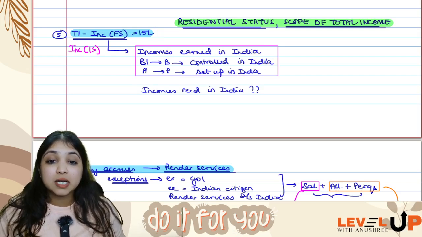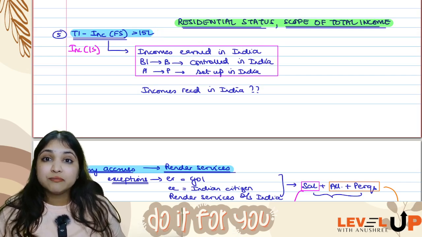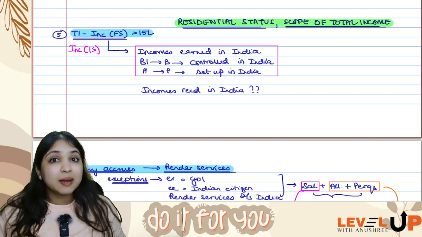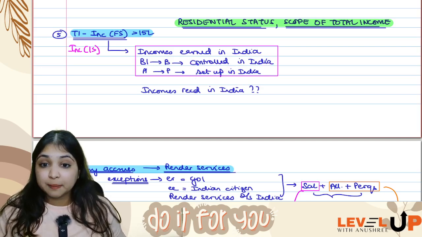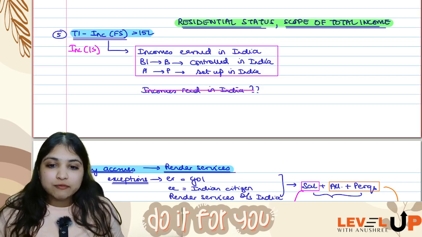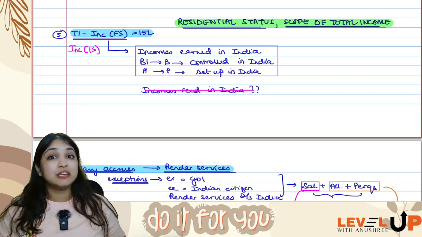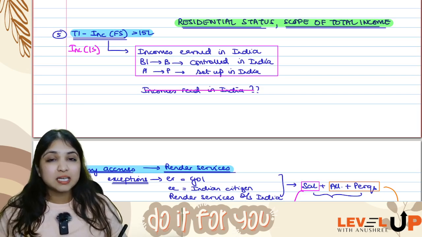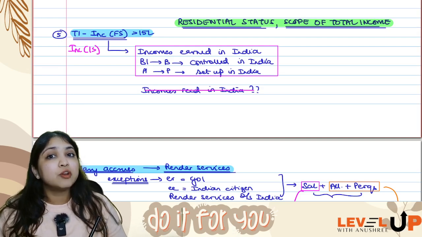Number 1, incomes earned in India. Number 2, business incomes from businesses controlled in India. And number 3, professional incomes from professions set up in India. Point to be noted, I will consider income earned in India, but I will not consider incomes which are received in India. So total income minus income from foreign sources means income from Indian source.